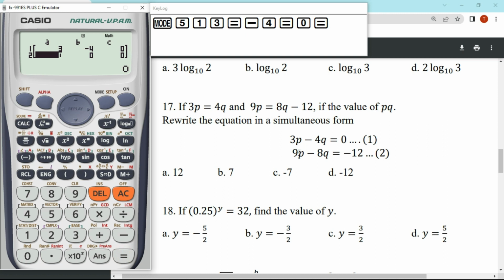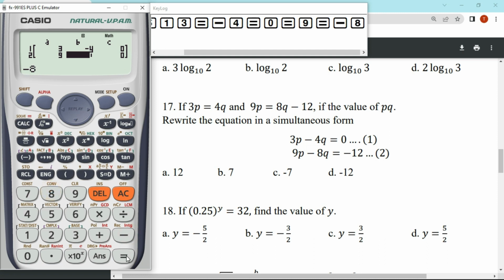The coefficient of p is 9. Then the coefficient of q is -8. Then all of this is equal to -12. So if you have this equal to -12, all that we have to do now is to click on equal to. So you click on equal to, and we have the value of p to be -4. Then the value of q is -3.